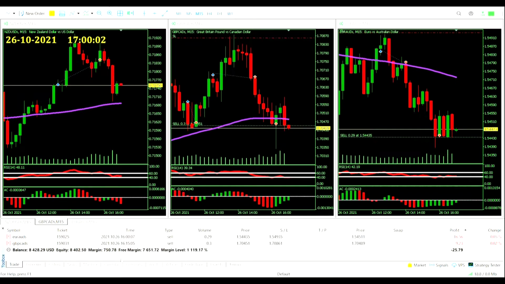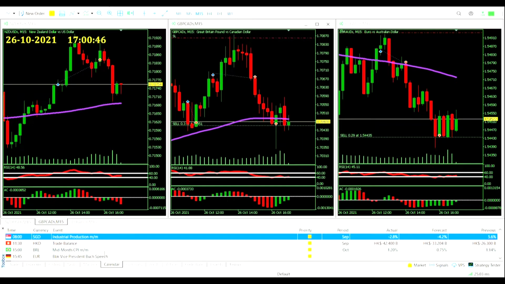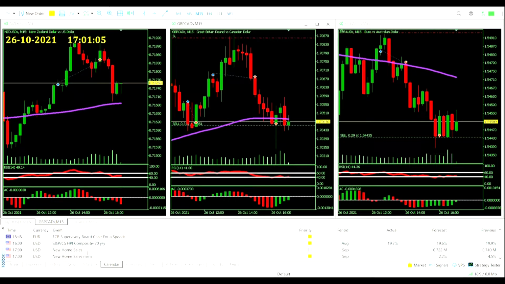Let's just do a quick update on the calendar. Brazilian mid-month CPI month on month, for everybody following this, and I know a lot of my listeners are. 1.2% actual that came in against 0.75% forecast. Not surprising to see a Brazilian CPI actual higher than the forecast. Compared to other countries, they are having relatively more of an inflation issue at the minute, as is the fashion in South America.